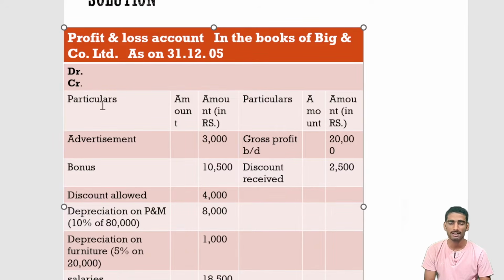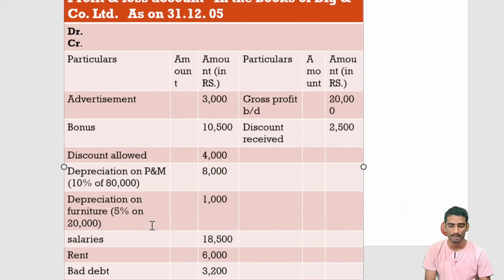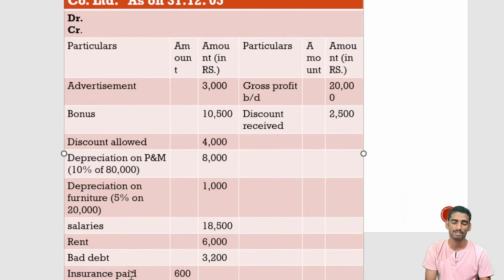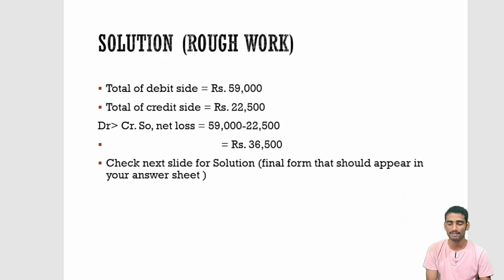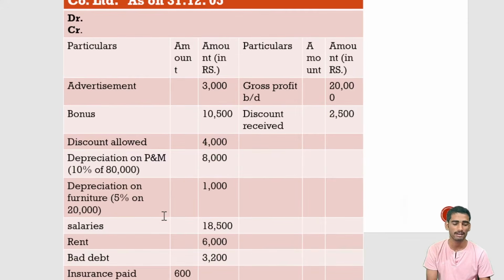So first of all, here on the left side you have to write particulars: advertisement, bonus, discount allowed, depreciation, and all those things you have to write. Then again depreciation, that is the 10%. They have already said depreciation on furniture, that is 5% on 20,000. Okay, salaries, rent, bad debts, insurance paid, all you have to write on the left side. Okay, and at last you have to write the less advance, means whatever advance you have, you have to reduce it.